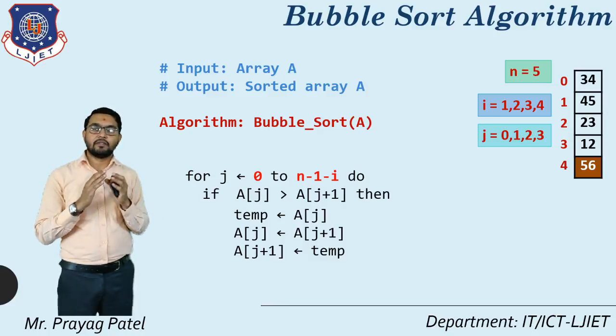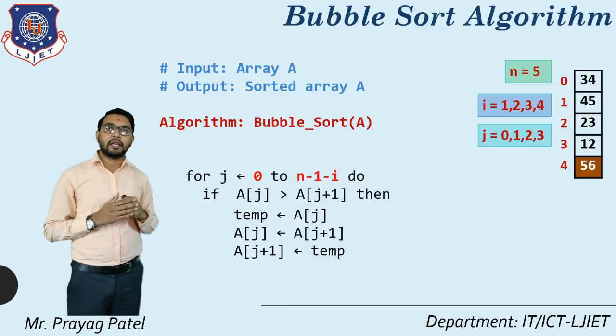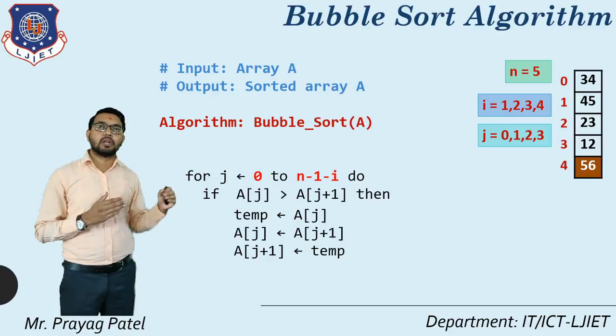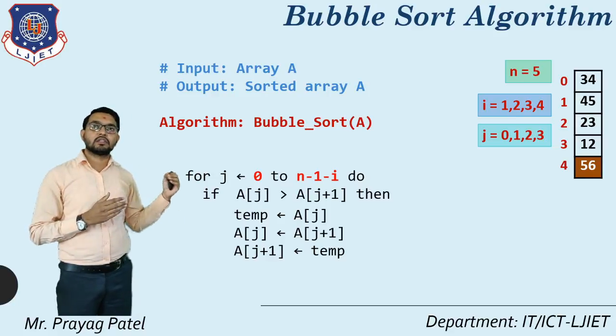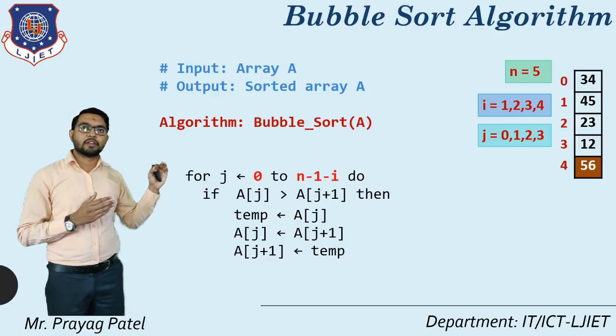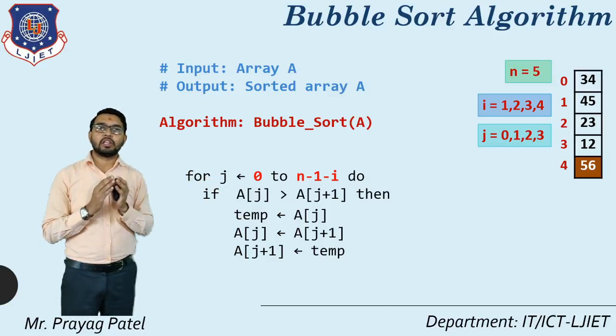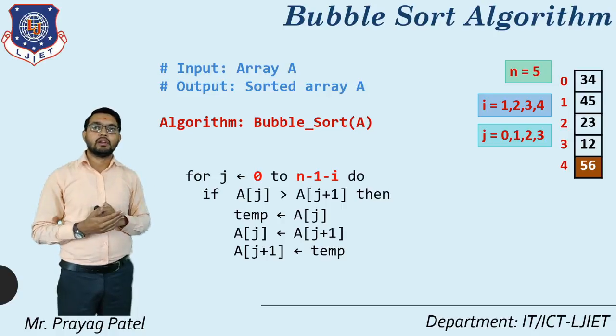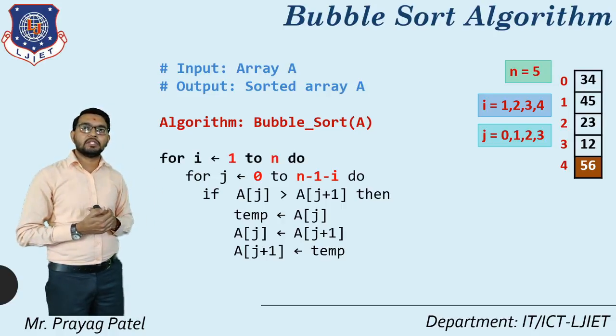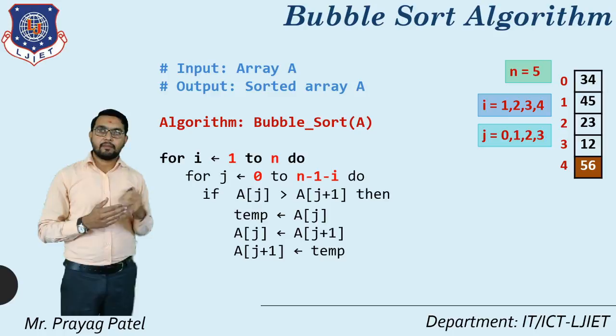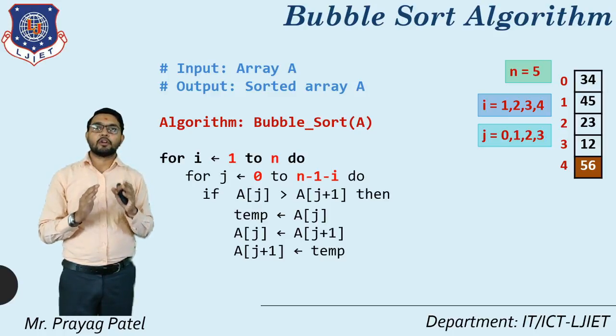Now initially consider the value of i equal to 1. That's why we can say n minus 1 minus 1, so n minus 2. So consider 5 minus 2 as 3. So j equals 0, 1, 2, 3 for the value of i equal to 1. Now the upper loop of j is considered as the loop for i, and the i loop is used for the number of passes.